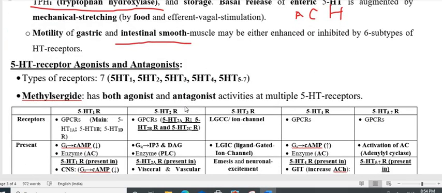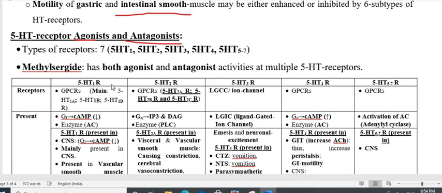So this is important. Now we have to go through the last part of 5-HT, that is the 5-HT3 receptor agonist and 5-HT3 receptor antagonist. That is very, very important, and we are going to discuss them one by one. So there are 5-HT1, 5-HT2, 5-HT3, 5-HT4, and 5-HT5 to 7 receptors. As I mentioned, all the 5-HT receptors are G protein coupled receptors, except the 5-HT3 receptor. This is a ligand gated cation channel, or ligand gated ion channel. So this is very, very important.